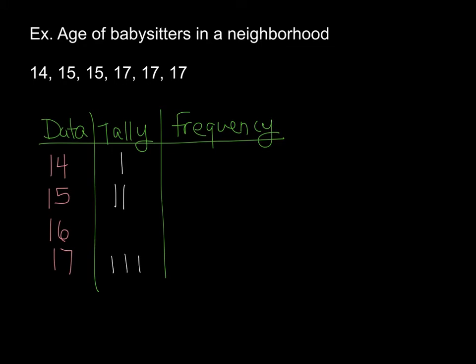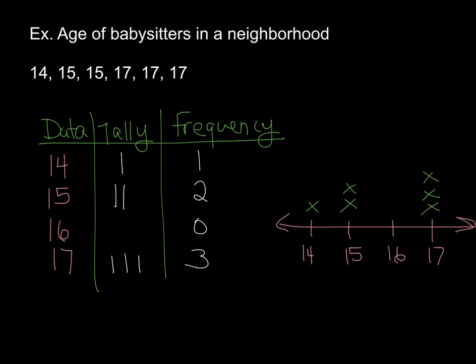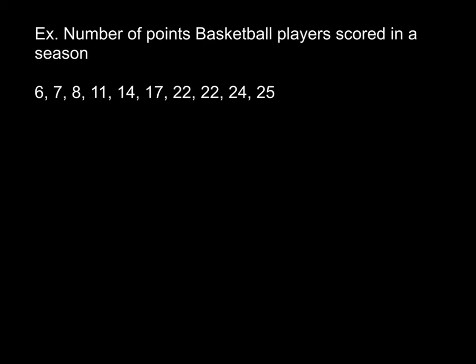The frequency column over here is simply you write those numbers. So there's a 1 there, there's a 2 there, a 0 there, and a 3 there. There I have created just a simple frequency table. Now I'll go ahead and graph it. And my graph over here is simply this. So you see 14 appears once, 15 appears twice, 16 nothing, 17 appears 3 times.